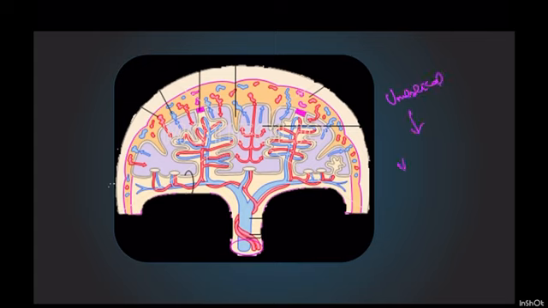ends in the artery in the villi, the tertiary villi. Okay, so the end artery is the artery in the tertiary villi. So I will repeat once again, the end artery of the uterine artery is the spiral artery. The end artery of the umbilical artery is the artery in the tertiary villi.